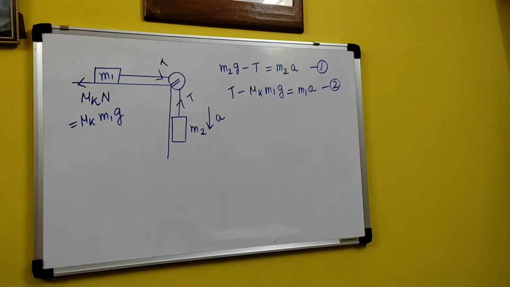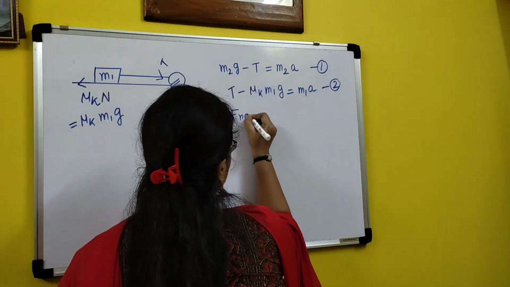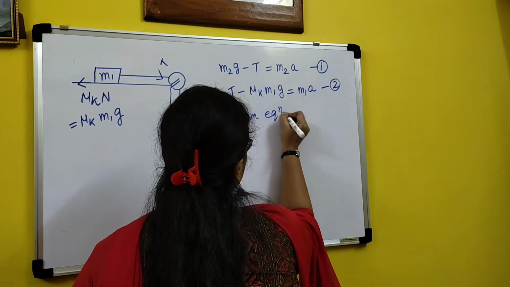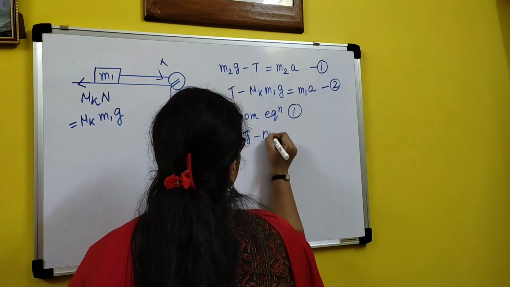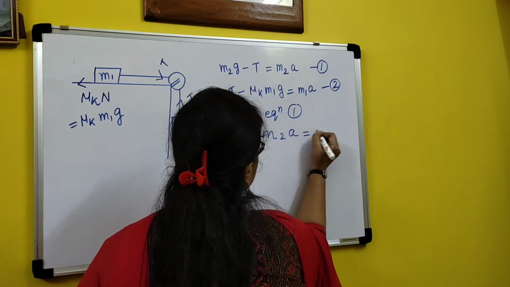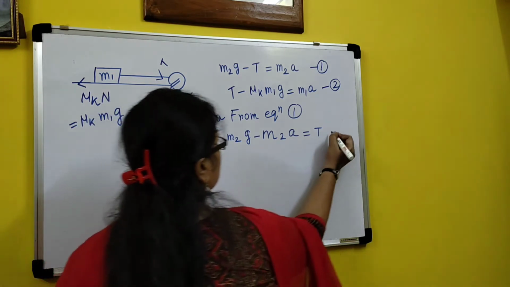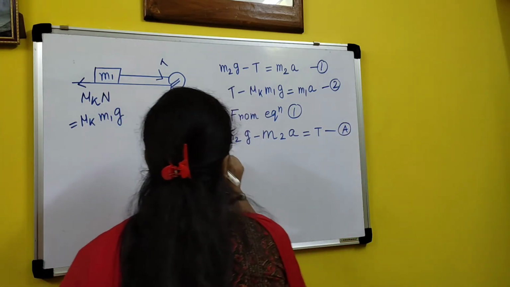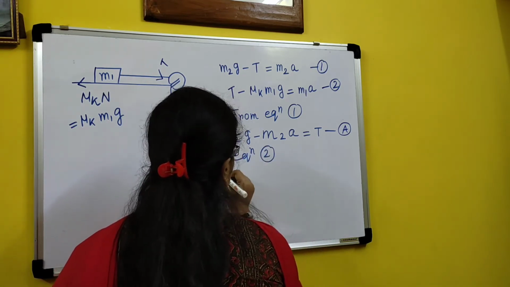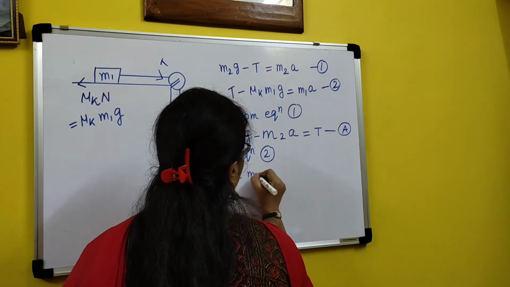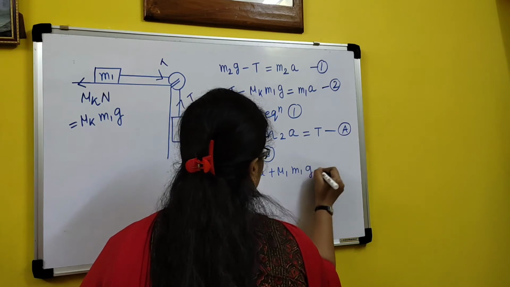So this is the continuation part. From equation 1, I will get m2g minus m2a equal to T, and that will be equation A. From equation 2, T equals m1a plus mu k m1g, that is equation B.